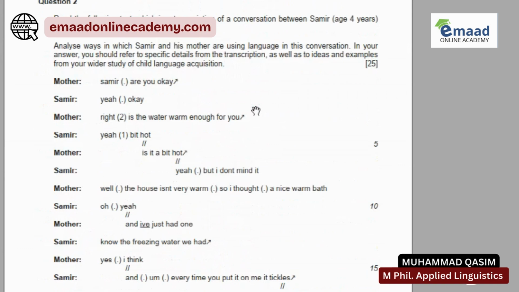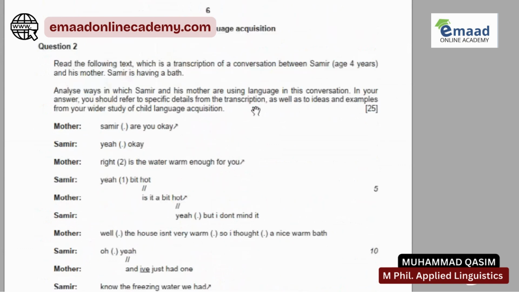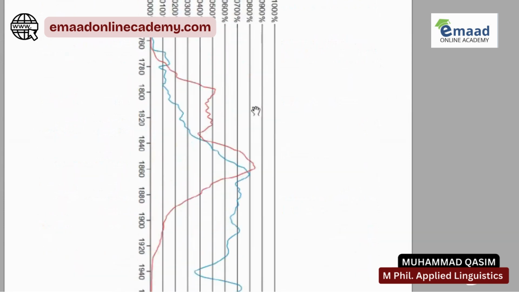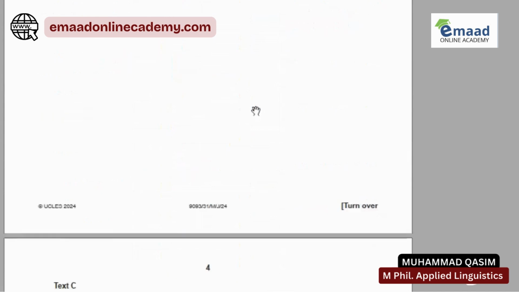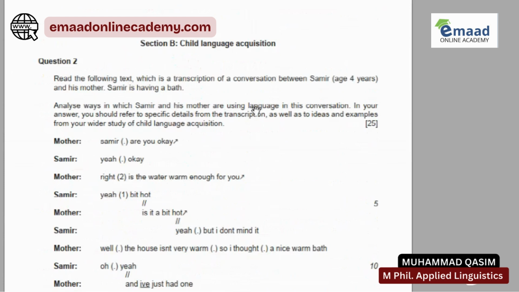Then here is Section B. In Section A you will be analyzing language change, looking at the n-gram graph, this corpus-based data and this text, and how it changed over time. You need to learn all these theoretical aspects to write a long essay for 25 marks based on analysis of language change. Now here is Section B.